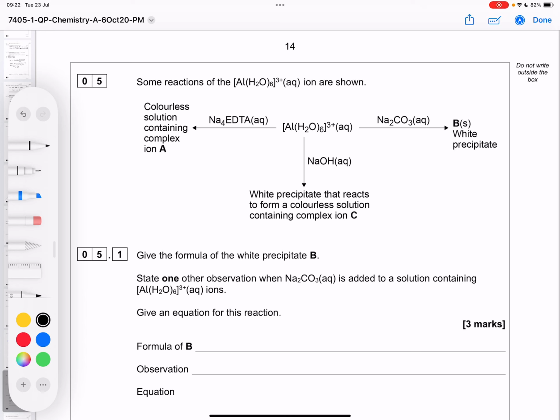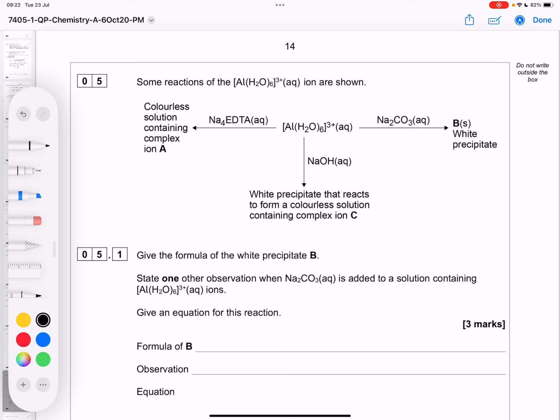Some reactions of the hexa-aqua aluminium 3+ ion are shown below. Give the formula of the white precipitate B. So what we've got here is the hexa-aqua aluminium ion reacting with sodium carbonate.